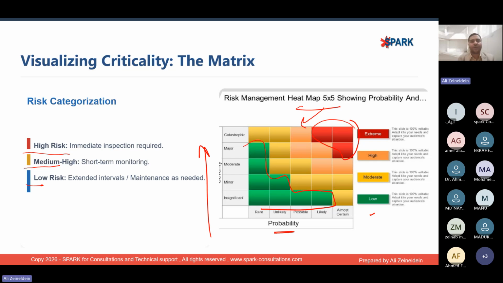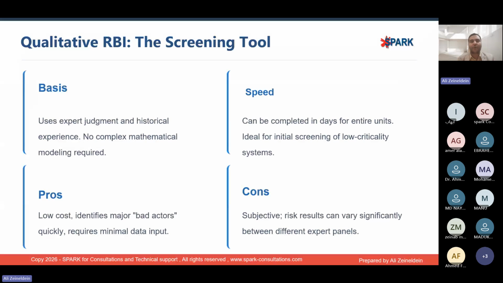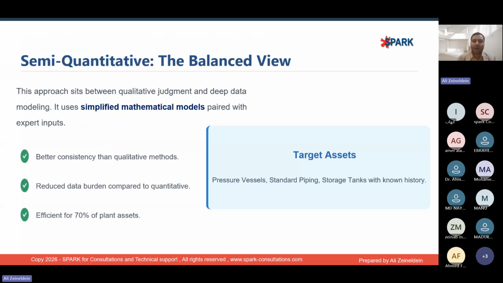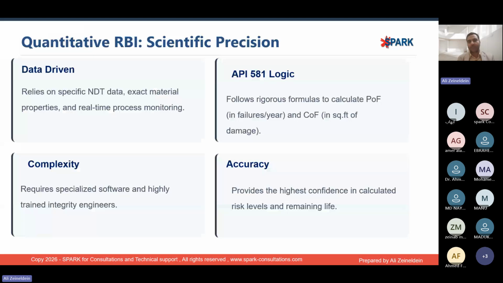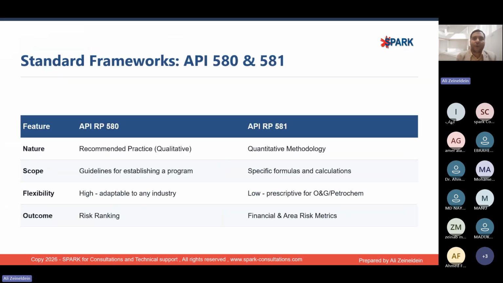RBI screening tools are considered an important tool in inspection or asset integrity overall, to apply some screening: which equipment will be high risk, which equipment will be low risk, and medium and high risk. Okay, a standard framework in order to get this study is from API 580 and API 581, these recommended practices.